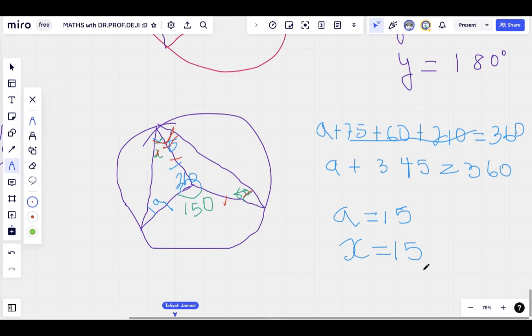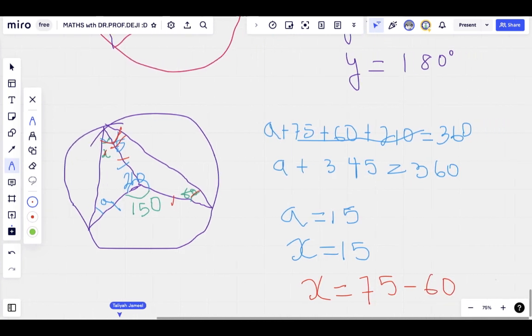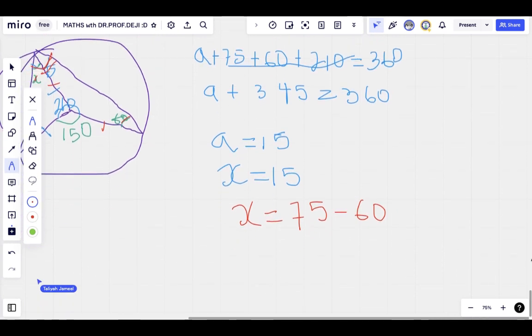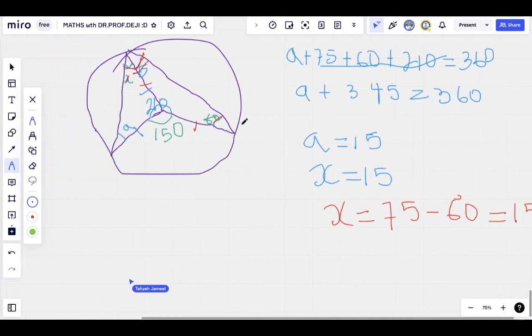X will be 15. So another way is simply to say X equal to 75 degree minus 60 degree, which will give you 15 degree. So X equal to 15. So I've done it with two ways. The first one was a longer process, but the second one is a shorter process. Okay, X equal to 15.